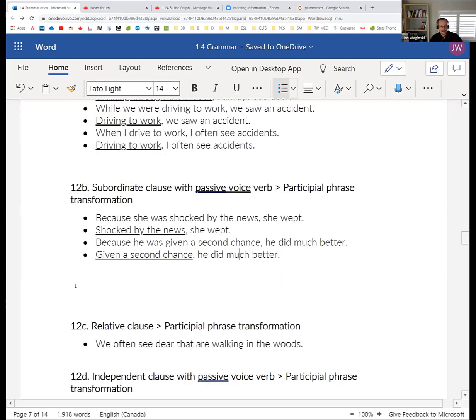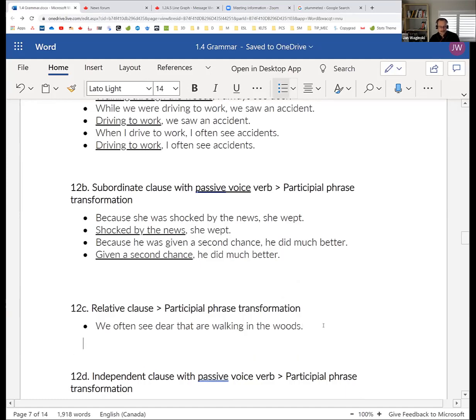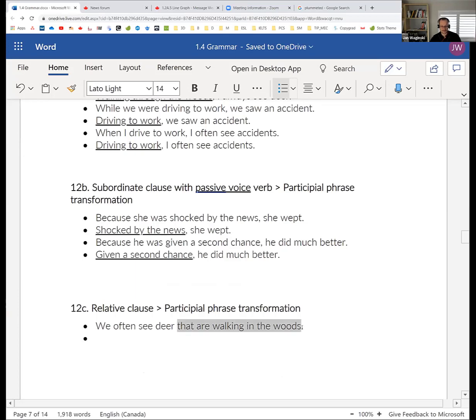Okay, and then we have relative clause transformations. Whether it's a relative clause or a subordinate clause, the participial phrase always looks the same. So we have the sentence, we often see deer that are walking in the woods. This is our relative clause. How do we transform this into a participial phrase?